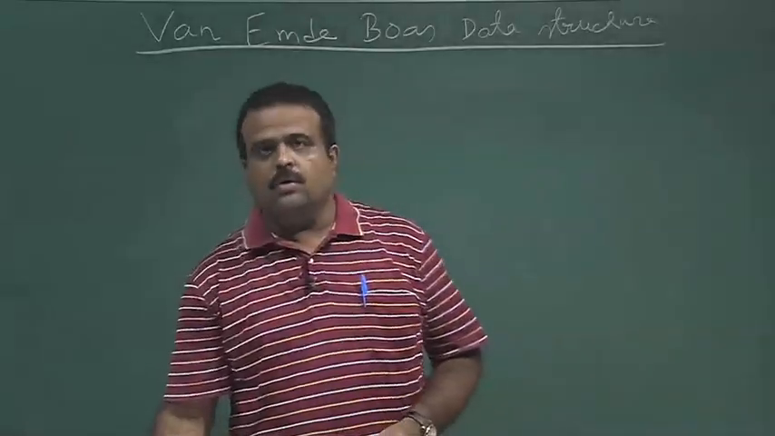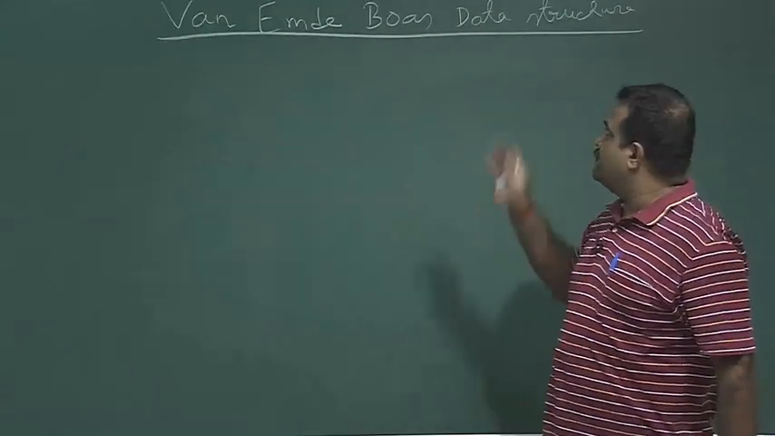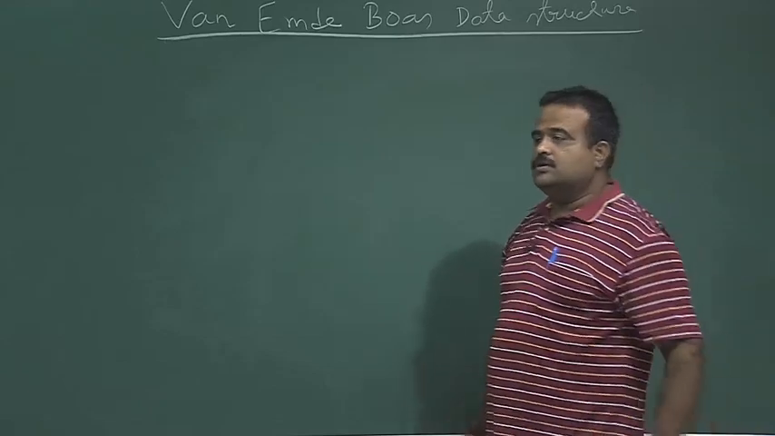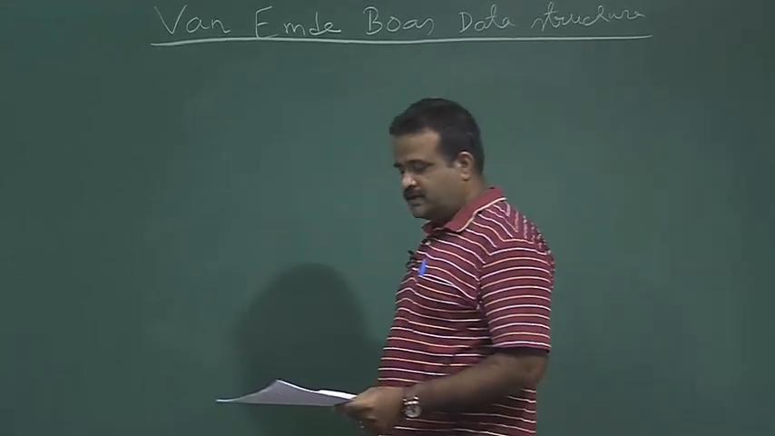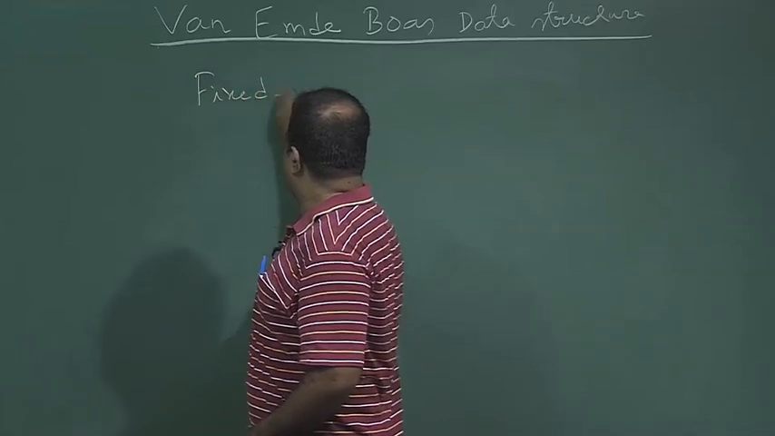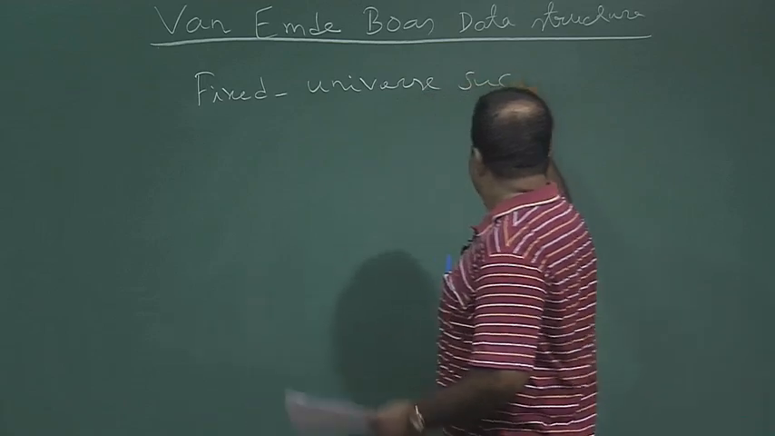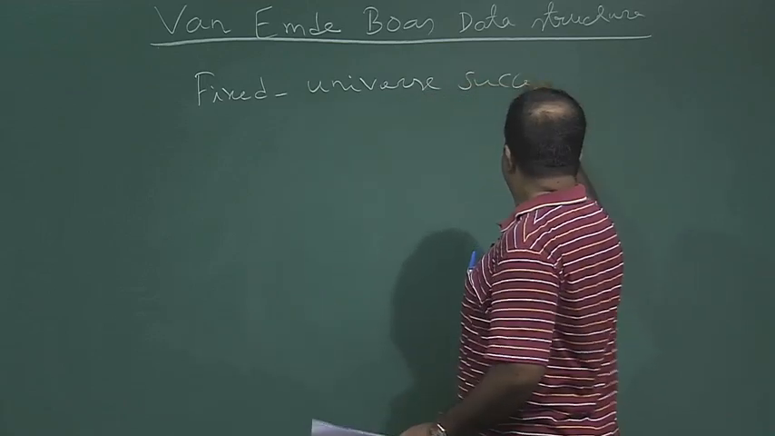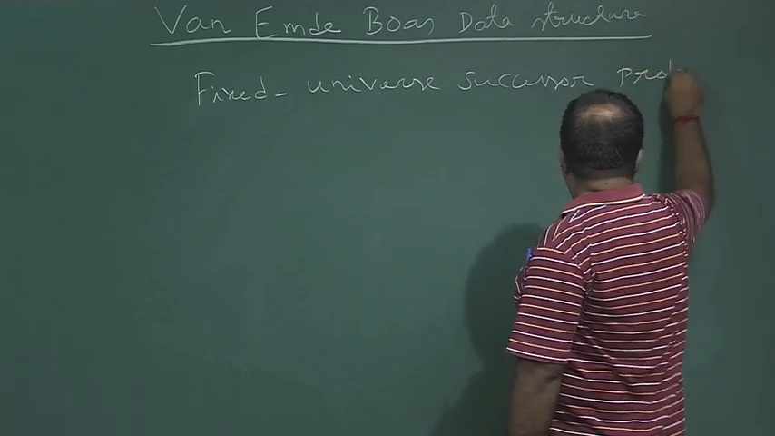Okay, so we'll talk about a really cool data structure which is called the van Emde Boas data structure. This is to deal with what is called the fixed universe successor problem.